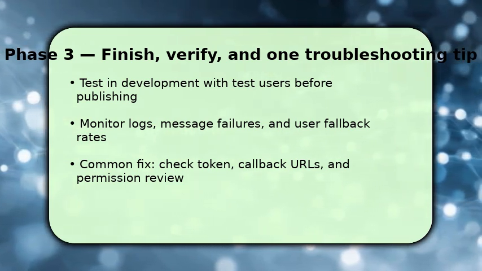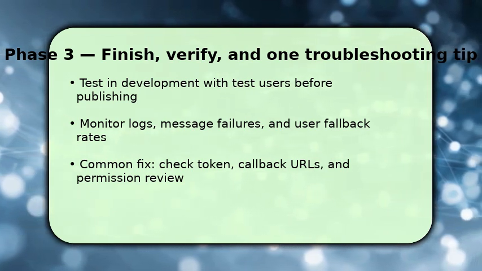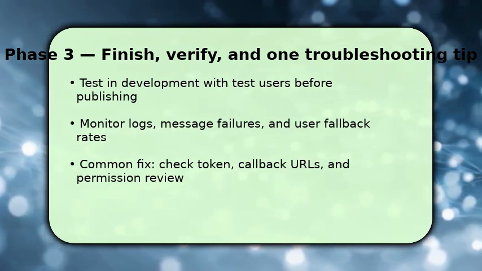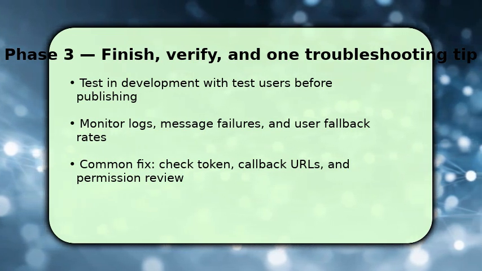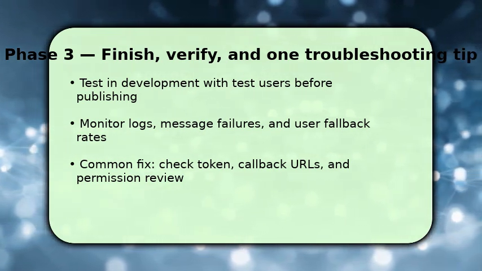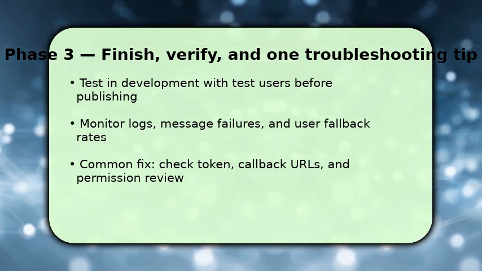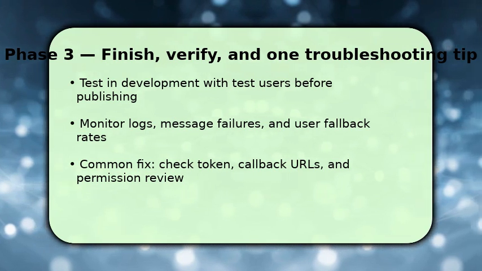After launch, monitor logs, delivery rates, and fallback messages to spot problems quickly. If something fails, first check your page access token, webhook callback URL, and app permissions. These are the usual culprits. If issues persist, roll back recent changes, reproduce the error, and adjust your flow logic accordingly.